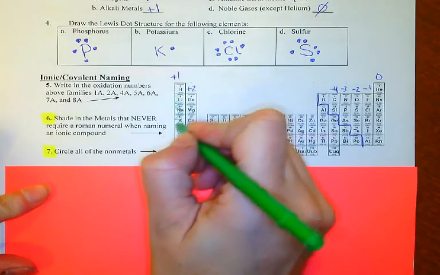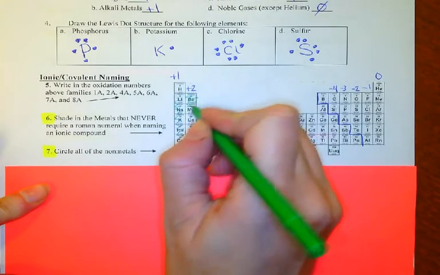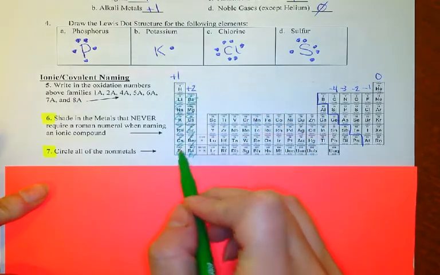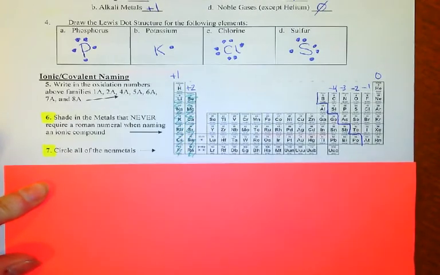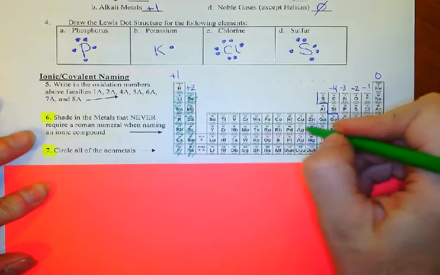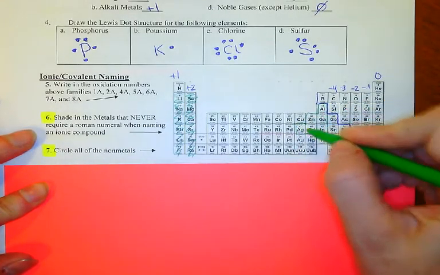So family 1 metals always make a +1 charge. They do not get Roman numerals. Family 2 metals always make a +2. So the alkali metals and alkaline earth metals, they have fancy names, so they don't get Roman numerals. And then the other metals that don't are the exception block. Okay, so that's this little staircase guy in here.